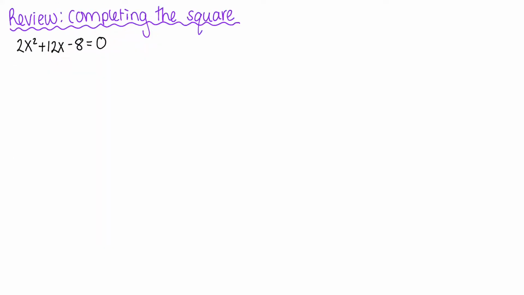So, completing the square, our goal is to get one of the sides down to something that looks like this. This is kind of the big goal here, is to have an x plus or minus a number squared. So the way that we achieve that, the first step, you want to take whatever constant you have and add it to the other side. So here I'm going to add 8 to both sides. I now have 2x squared plus 12x is equal to 8.